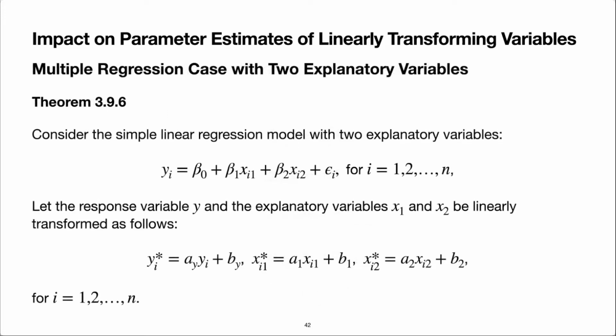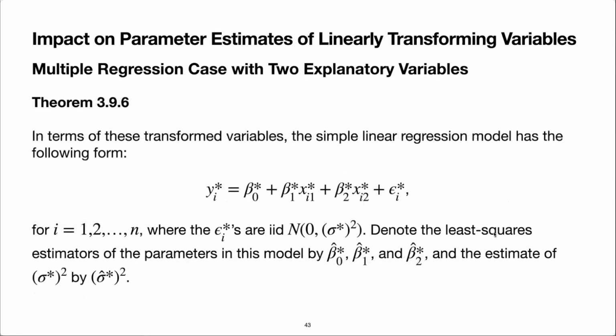All right, and so let's look at theorem 3.9.6. Consider the multiple linear regression model with two explanatory variables, x1 and x2, given here. Let the response variable y and the explanatory variables x1 and x2 be linearly transformed as we've already discussed, but I'm including that here in the theorem. Then, in terms of the transformed variables, the simple linear, and that's actually a typo, the multiple linear regression model has the following form. And so we've seen this as well.